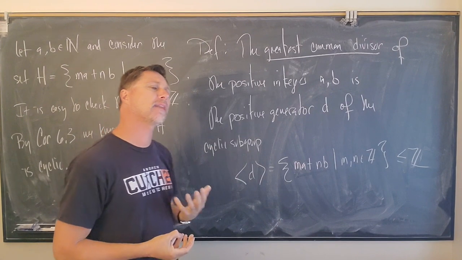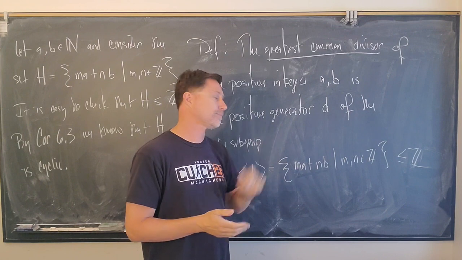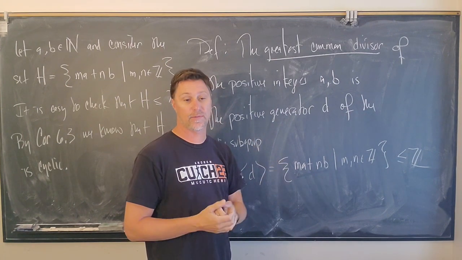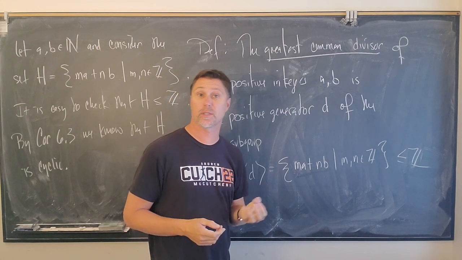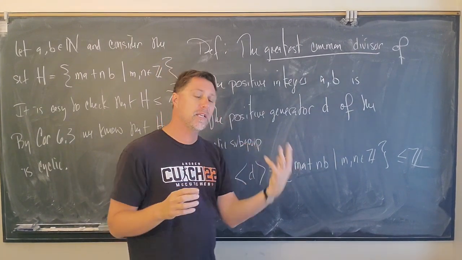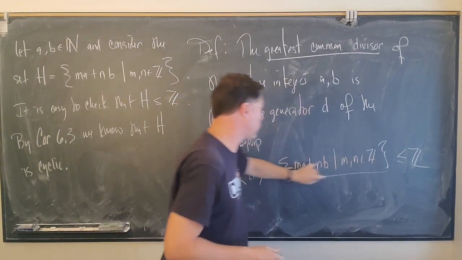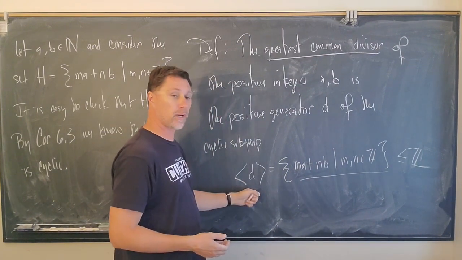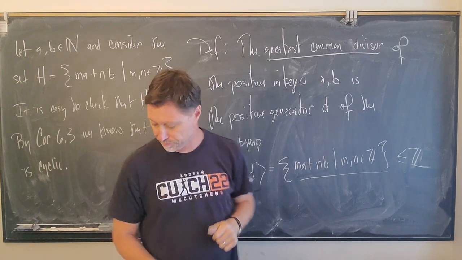In fact, any cyclic subgroup of Z has a positive generator and then its twin, the negative generator. For example, the subgroup generated by 2 is also equal to the subgroup generated by -2. The element and its inverse both generate the same cyclic subgroup. So this group actually has 2 different generators. We choose the positive one, and we call that number the greatest common divisor of A and B.